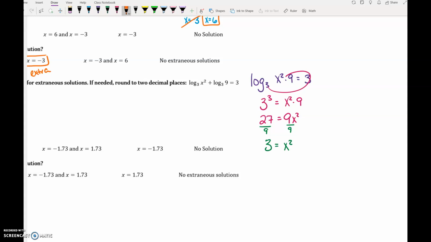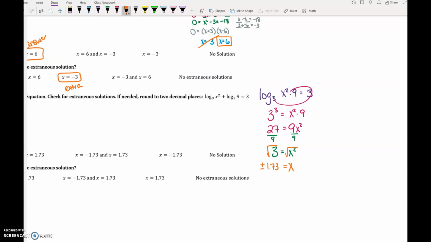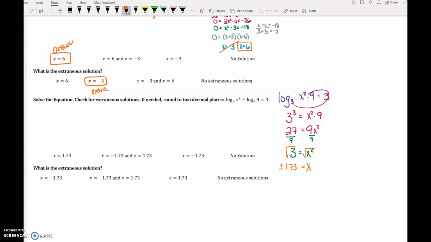To get rid of a square, you square root. Do you remember what you need to put in front of a square root when you do a square root? You must put a plus minus. And the square root of 3, if you punch that into your calculator, is 1.73, which might be kind of obvious by the answer choices that it's 1.73.